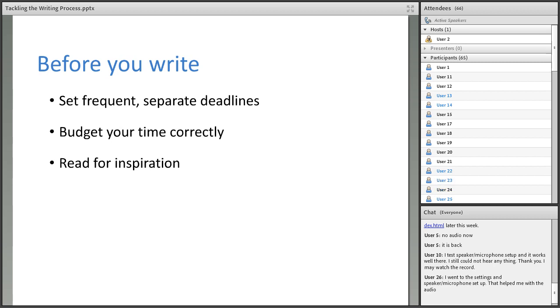Read for inspiration. Reading can spur ideas for your writing. You don't have to read something similar to what you're working on. It doesn't even have to be a biomedical or academic publication. Read whatever you think can inspire you.